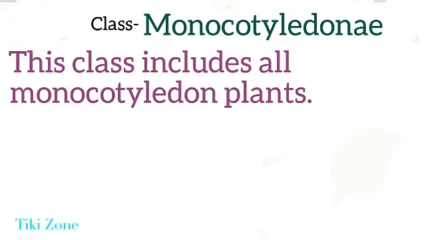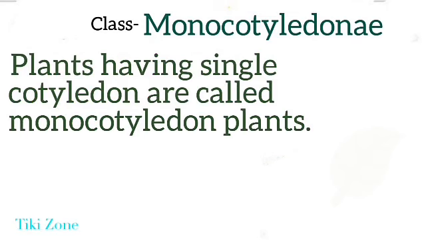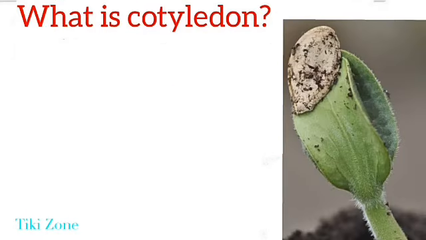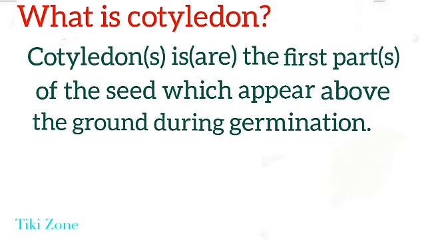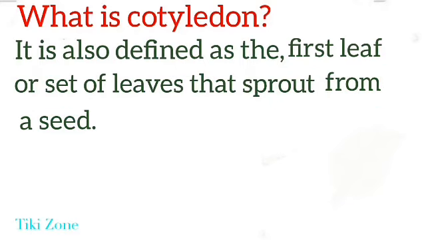Next, the angiosperm division is divided into two classes, monocotyledone and dicotyledone. First, we see what is class monocotyledone. This class includes all monocotyledon plants. Plants having a single cotyledon are called monocotyledon plants. Now, what does this cotyledon mean? Cotyledons are the first part of the seed which appears above the ground during germination. It is also defined as the first leaf or the set of leaves that sprout from a seed.